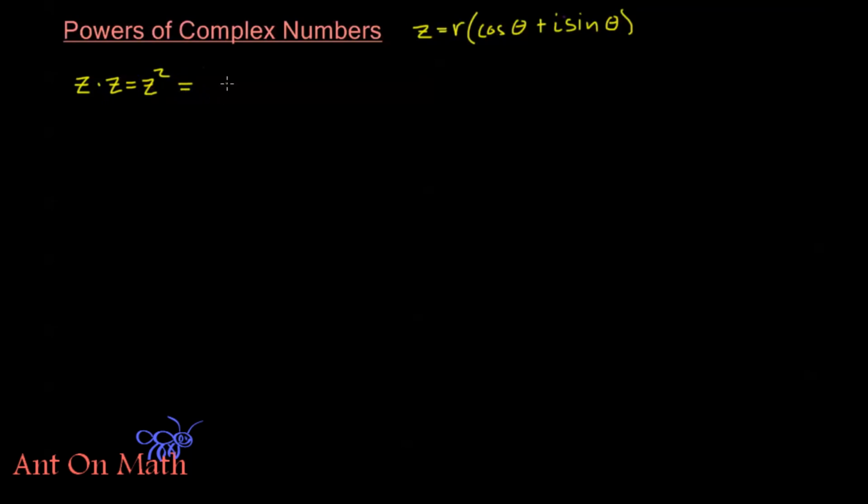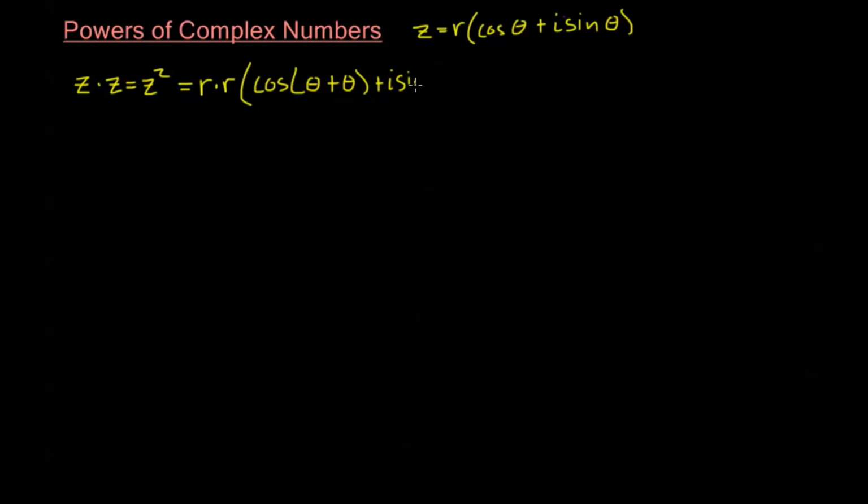We know from my definition of multiplication, this means I have r times r cosine of theta plus theta plus i sine of theta plus theta. Simplifying this down, we see that our z squared is equal to r squared cosine of 2 theta plus i sine of 2 theta. Okay, so now we have a formula for z squared.